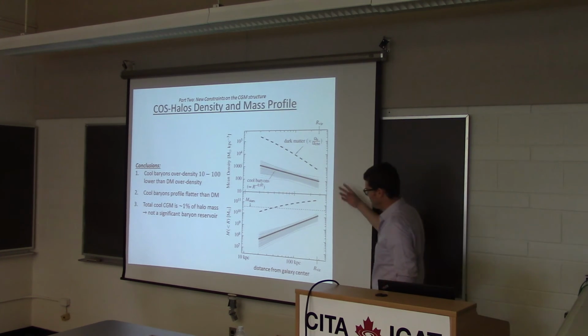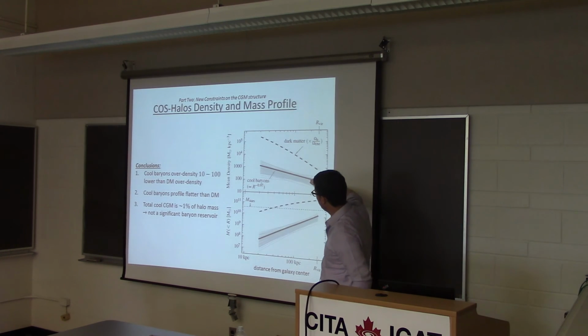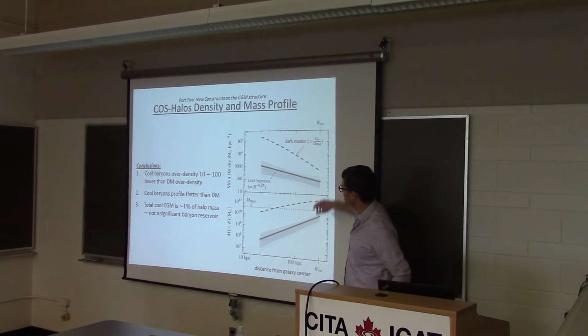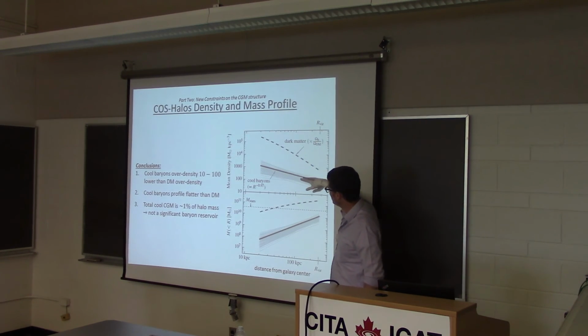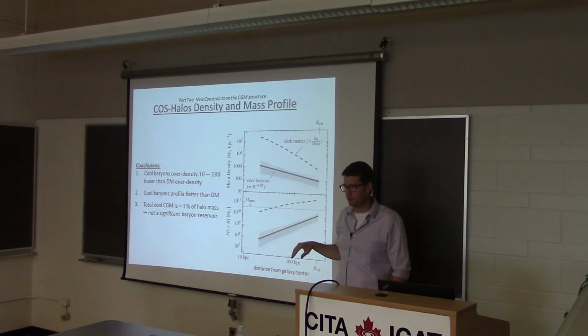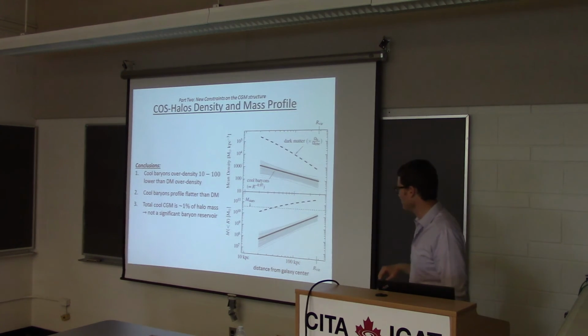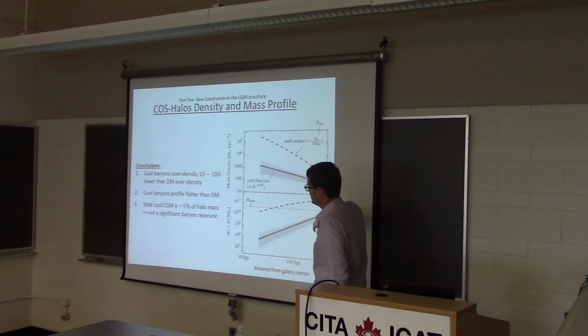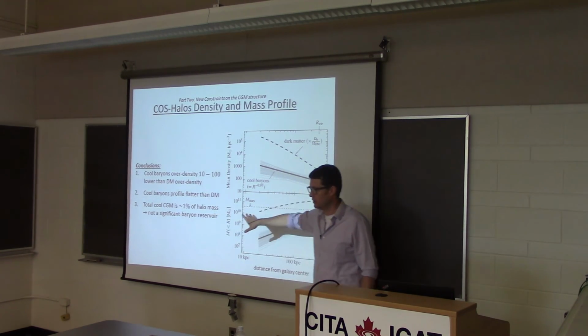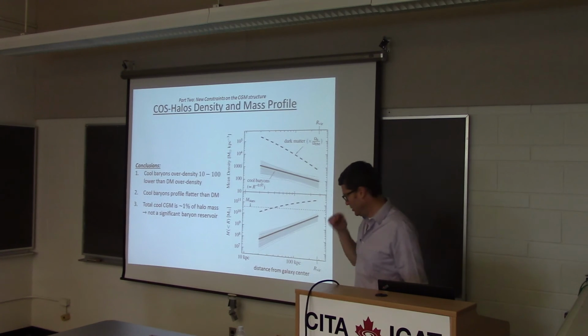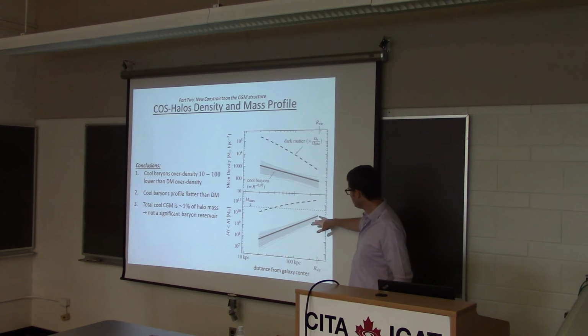One more interesting property is how things behave as a function of distance from the galaxy center. This is the mean density of the cool baryons that we fit. You can see it's much lower than the dark matter density, and also it's flatter, so it's much less centrally peaked. In terms of the total mass, it's only 1% of the halo mass. So it's not a very significant baryon reservoir. It's roughly half, or 30%, of the mass of the disk.